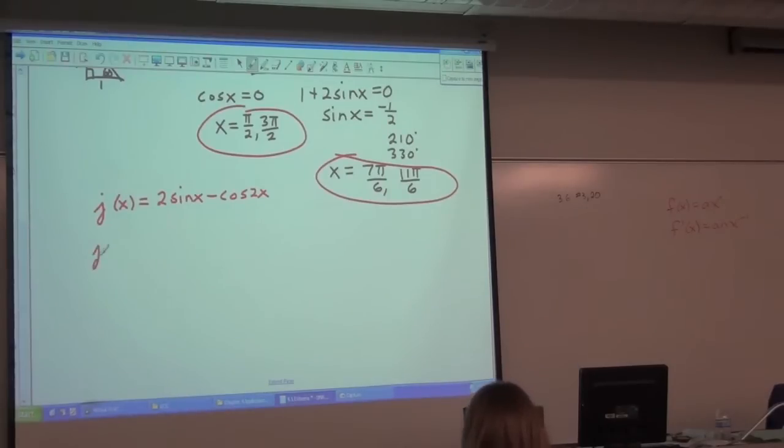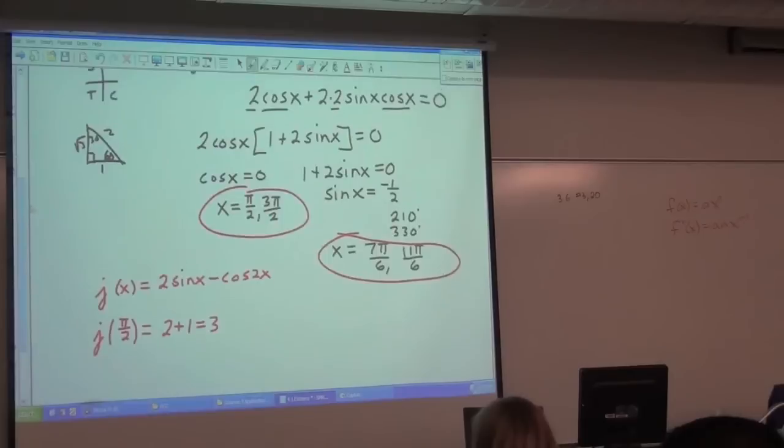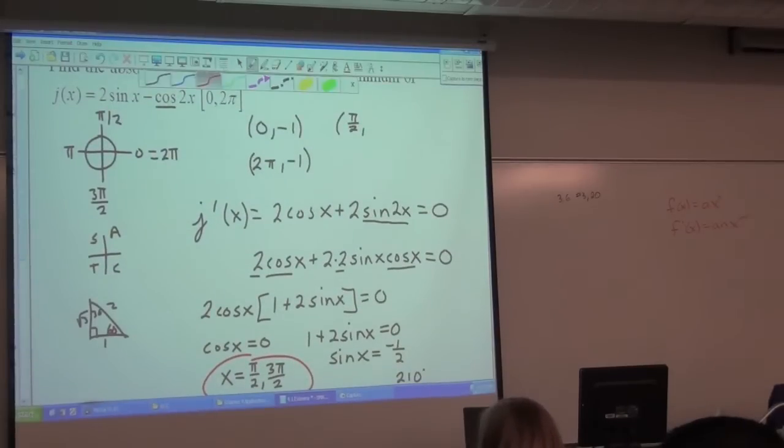All right, so if we figure out the value of the function at pi over 2, we're going to get 2 times sine of pi over 2. Sine of pi over 2 is 1. 2 times 1 is 2. Minus, put pi over 2 in here, you get cosine of pi. What's the cosine of pi? Negative 1, that makes it positive 1. 2 plus 1 is 3. So that's got potential to be our maximum. So when x is pi over 2, the y is 3.